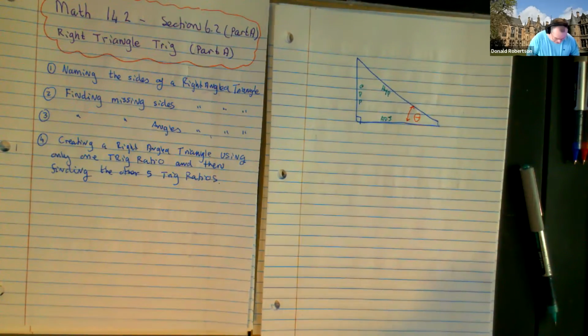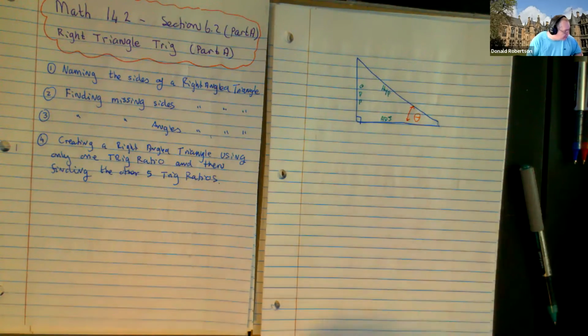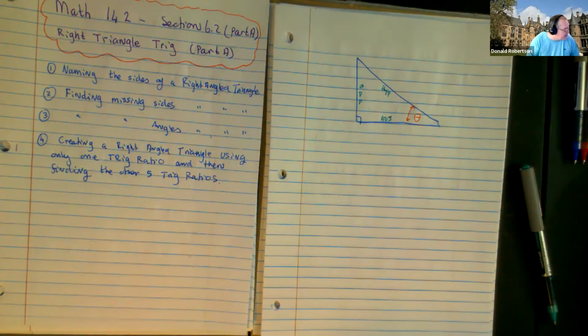Essentially, there's a bunch of questions which give you a triangle, and they ask you which one's called the opposite, which is called the adjacent, which is called the hypotenuse. Question 1 looks very like that.